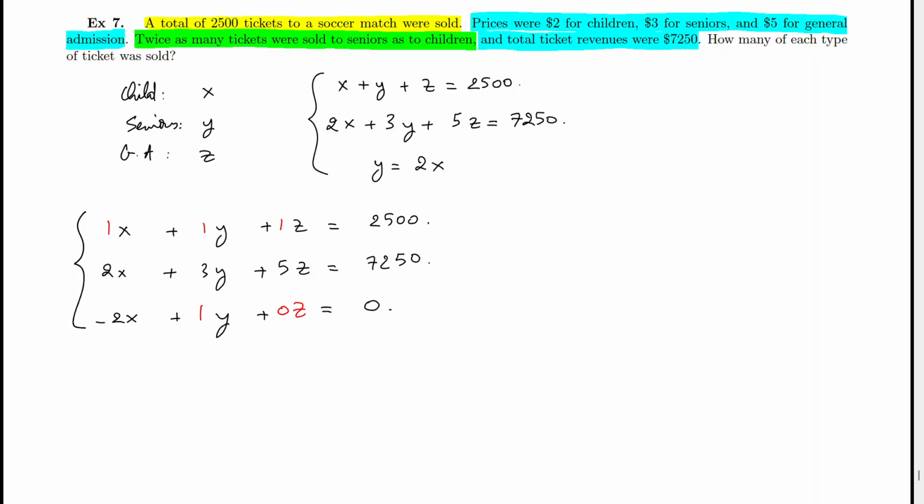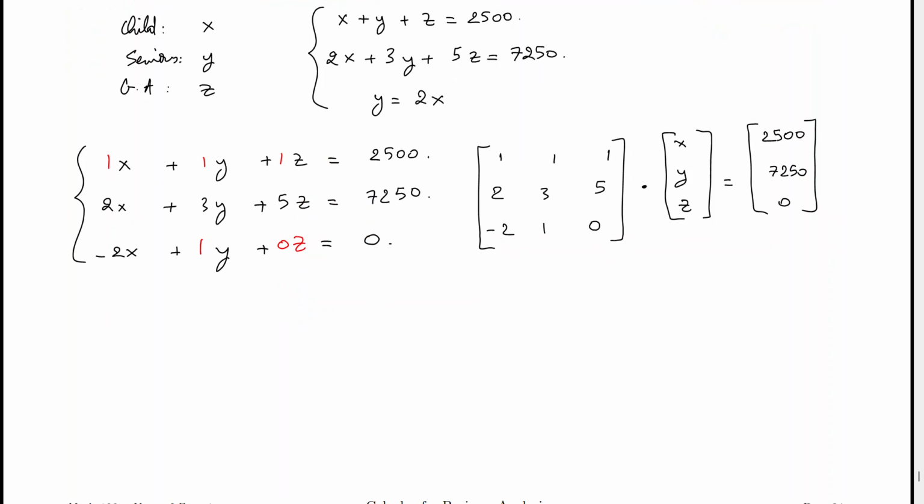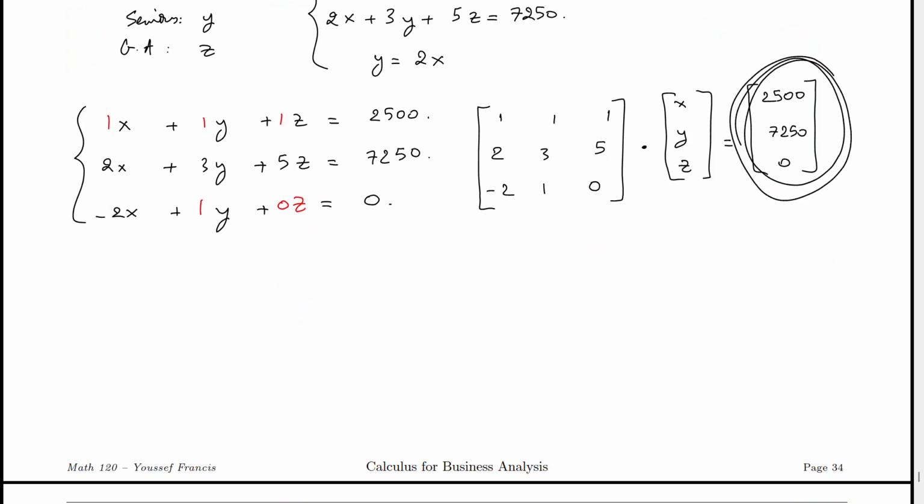So as the matrix, we will have 1, 1, 1, then 2, 3, 5, then negative 2, 1, 0. That's the matrix A. And the matrix X will consist of the variables X, Y, and Z. And finally, matrix B consists of 2,500, 7,250, and finally 0. So if I want to know what X, Y, Z is, I'll have to multiply this column matrix on the left by the inverse of this matrix.